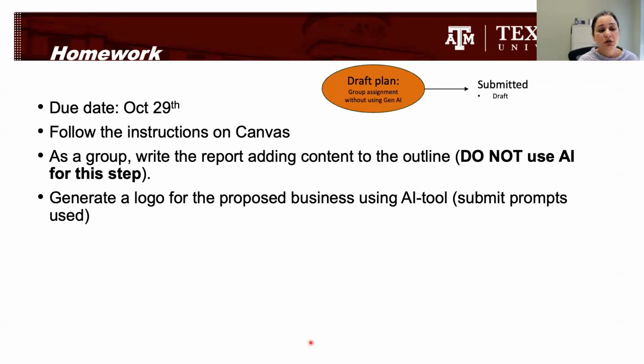So I told them to use that output and use those two resources and then draft their first business plan. And I told them do not use AI tools for this step. The only thing they can use it for is grammar correction. And then I told them to generate the logo for their business. And for this purpose, you should use the AI tools.